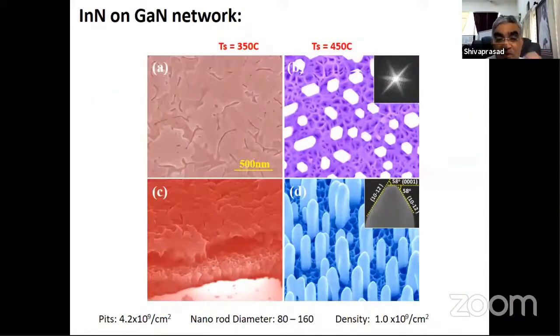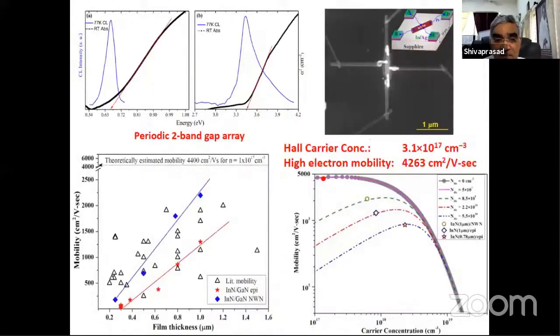And then we are also able to grow very high quality indium nitride nanowalls. As I told you in the beginning, we have seen band gaps of less than 0.6 electron volts, which nobody has seen. Though the theoretical limit was about 0.58, we have reached the theoretical limit of the band gap of these materials by growing them on the template. So these are some mobility, band gap and other calculations which we have done on this material.